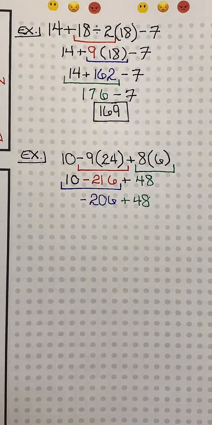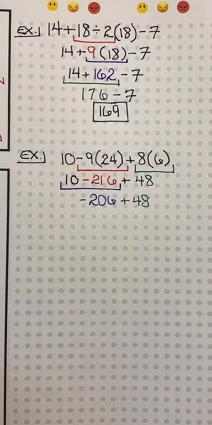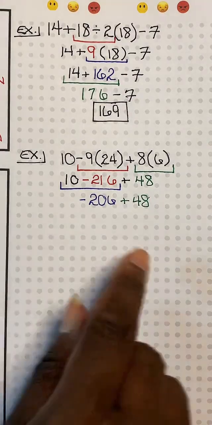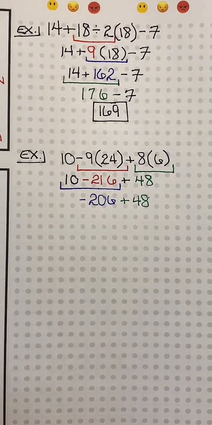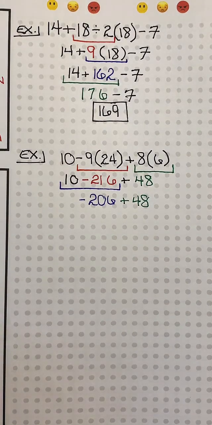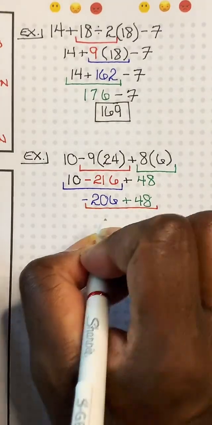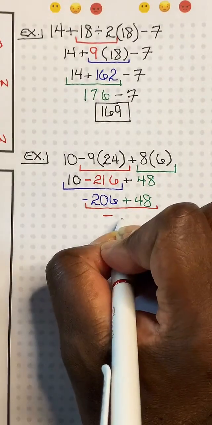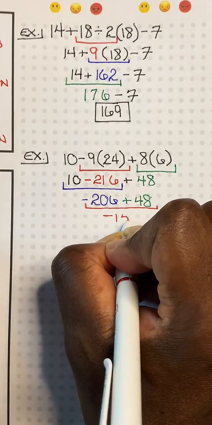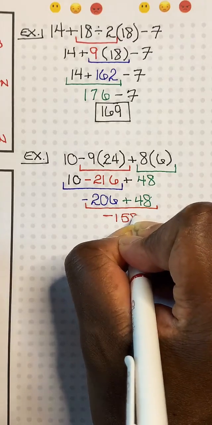Right? So then we're going to add our 48 to that mix. And what do we get? A negative 206 plus 48. Combine those, and we get a negative 158.